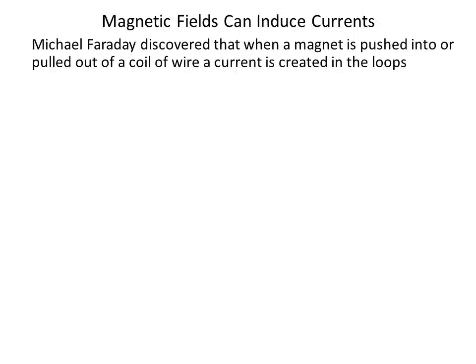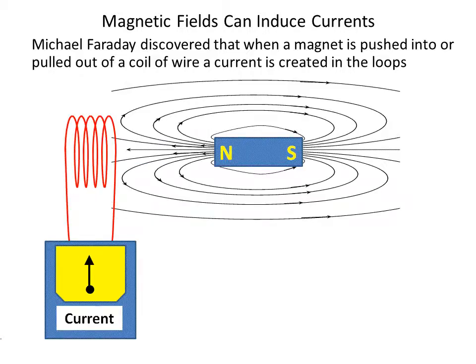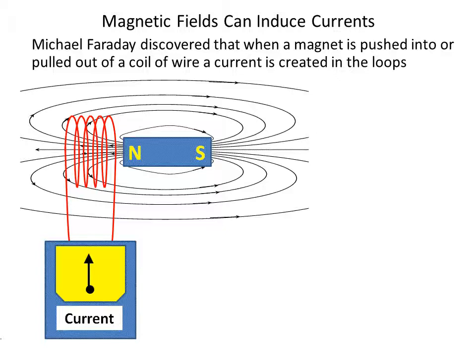We've seen that currents can cause magnetic fields. Well, magnetic fields can also induce currents. Michael Faraday discovered that when a magnet is pushed into or pulled out of a coil of wire, a current is created in the loops. Here we see an animation of what's happening as a magnet is pulled and pushed into a magnetic field repeatedly.